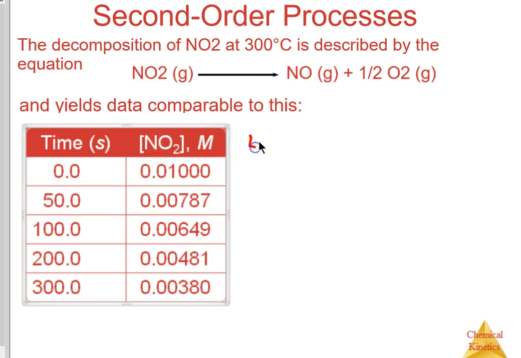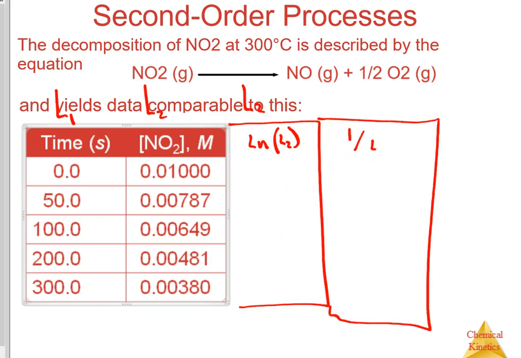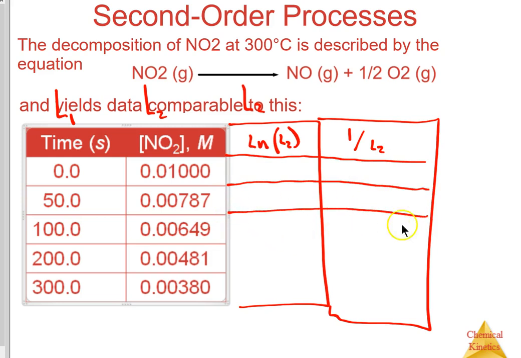Then you want your LN data, and your LN, so if this is list 1, this is list 2, list 3 would be the LN of L2, okay? And then your last one, and we won't add another one over this, it's 1 over L2, okay? So will you populate that data in your calculator?